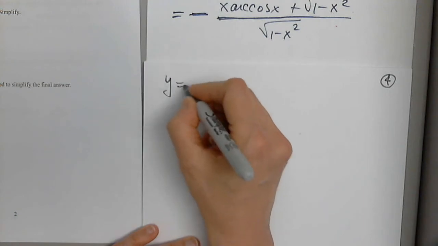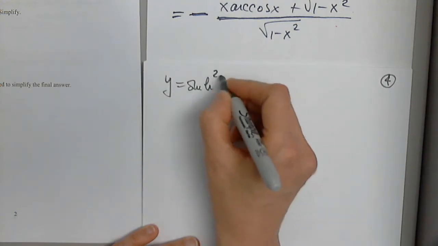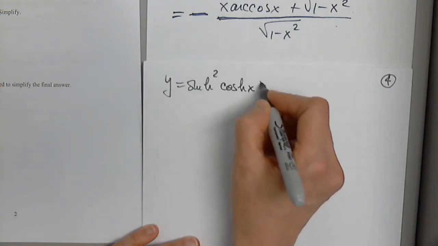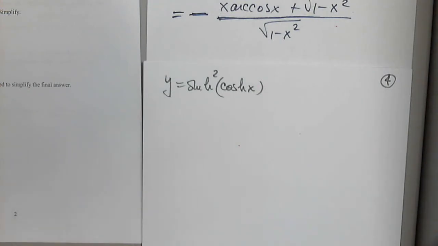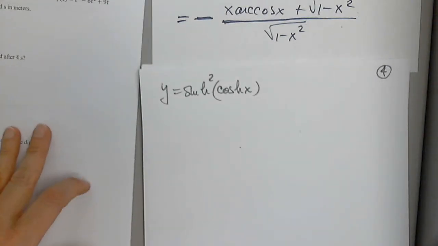Okay, y equals hyperbolic sine squared of hyperbolic cosine. Same thing, chain rule combined with the power rule.